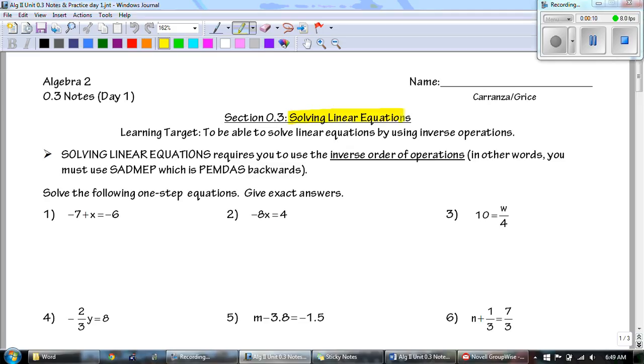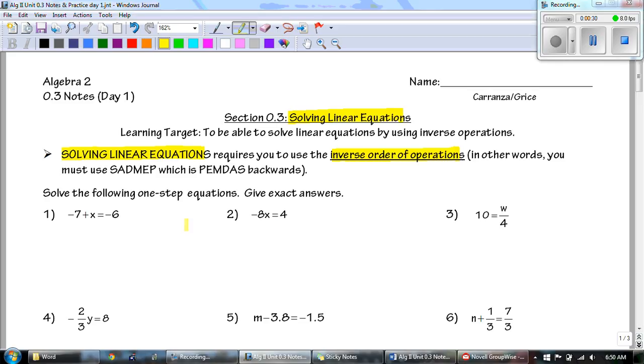Today we're talking about solving linear equations. Our learning target today is to be able to solve linear equations by using inverse operations. Now, for those of you who don't remember, solving linear equations requires you to use the inverse operations, okay?